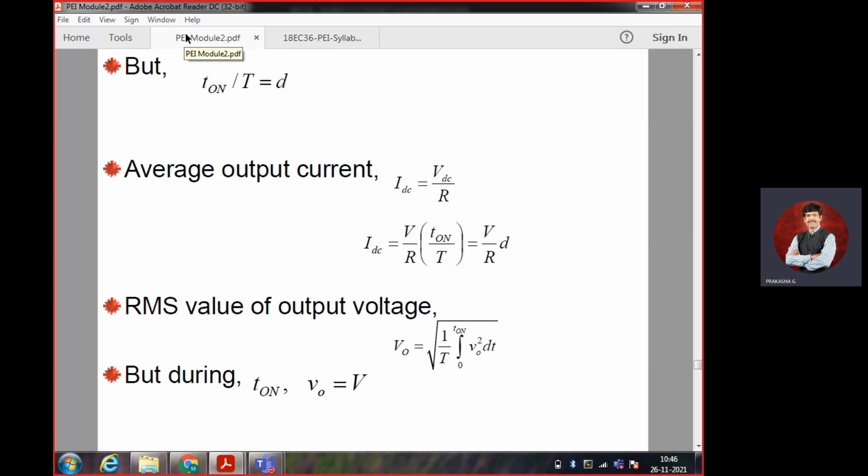What is delta? Duty cycle. The word duty cycle you should know. Duty cycle in the sense how much time it is taking to be on with respect to your total time. The fraction of on time divided by total time is a duty cycle. IDC, then VRMS. If you note down the IDC, I'll move to the next slide.